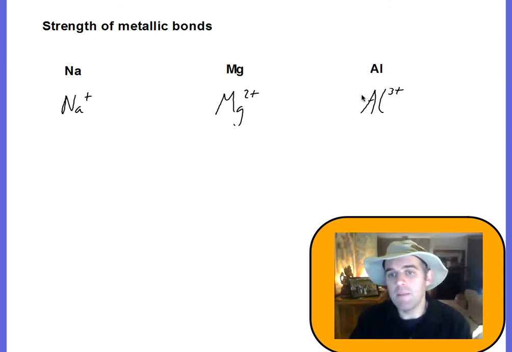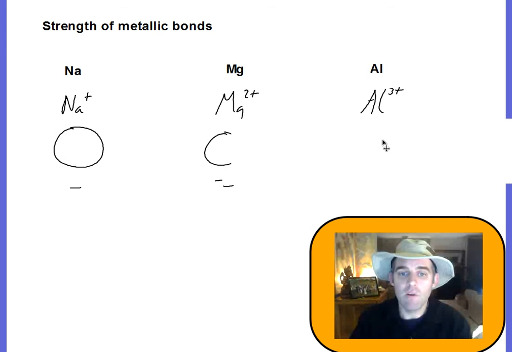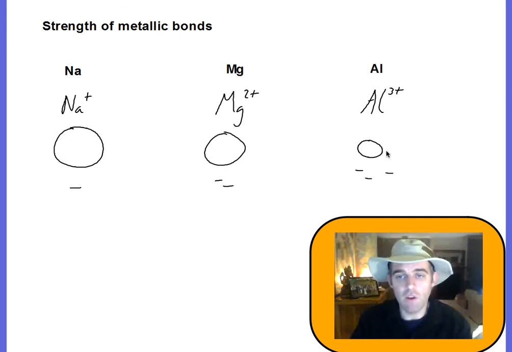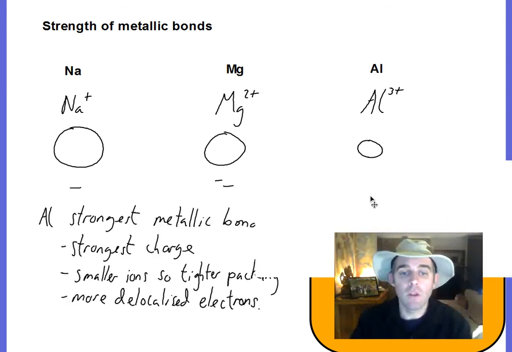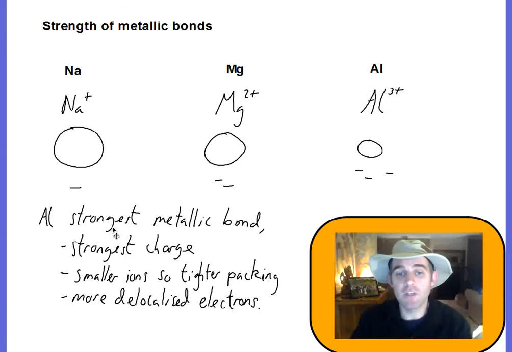And that means that aluminium has a stronger charge on its ions compared to magnesium and then compared to sodium. If we think about the size of the ions, once they form ions they all have the same electronic configuration, but aluminium has more protons, and so it's a smaller ion. It also has more delocalized electrons, because it's got 3 in its outer shell that have become delocalized, while sodium, for example, has only got 1. So aluminium has the strongest metallic bond. That's because it's got the strongest charge, the most delocalized electrons, and the ions are smaller, so they can pack tighter together. Overall, that means there's a greater attraction, which gives it a stronger metallic bond.